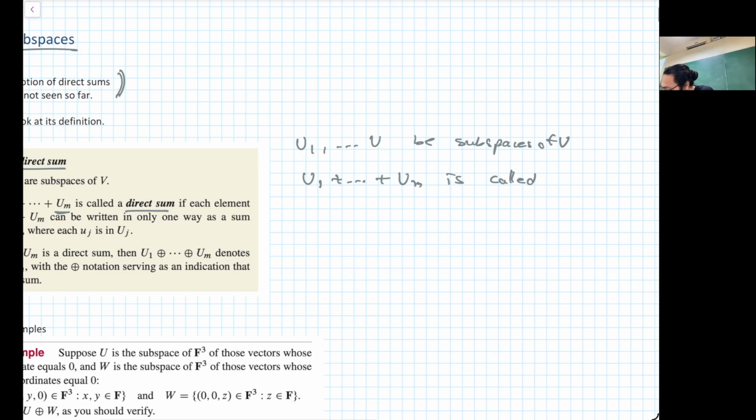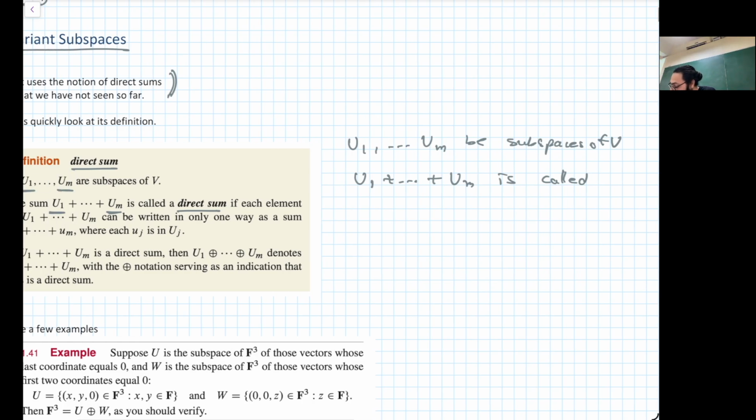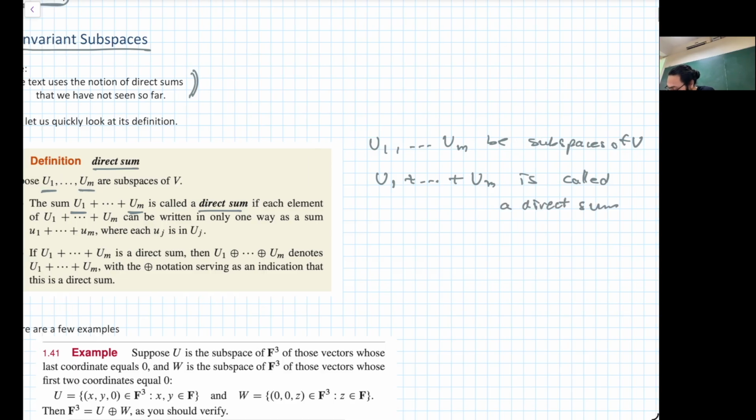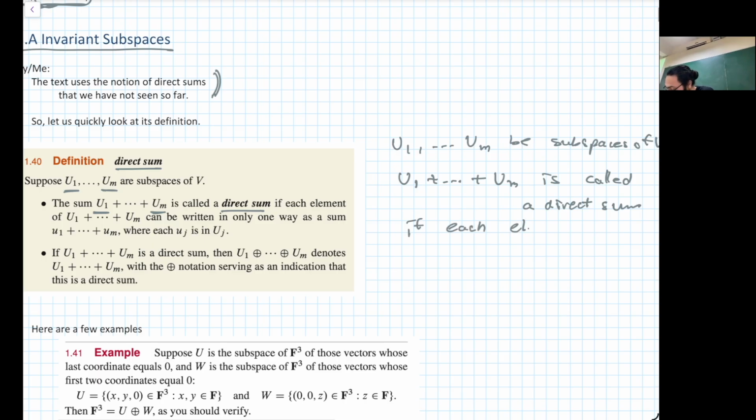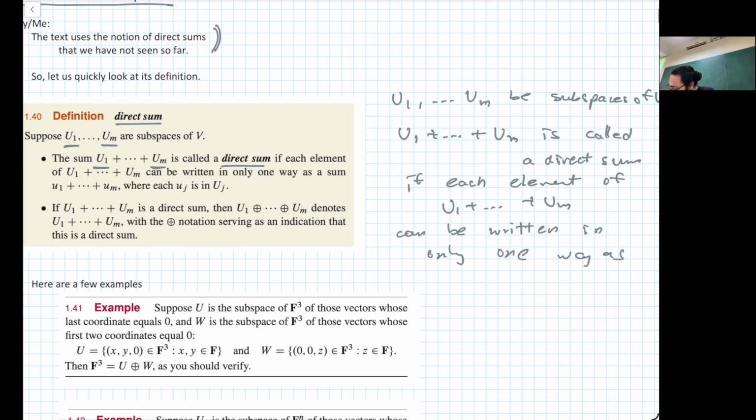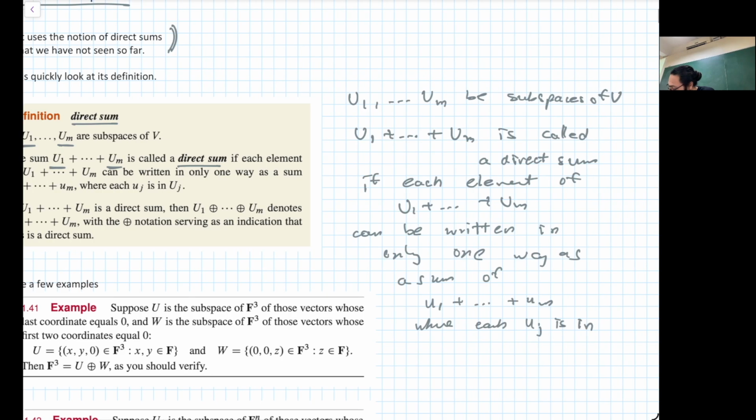Right, so let U1 to UN be subspaces of this vector space V. And U1 plus U2 all the way to UN is called a direct sum if each element of U1 plus through UN can be written in only one way as a sum of these vectors U1 plus through UN, where each Uj is in the vector space Uj. Okay, the definition making sense?